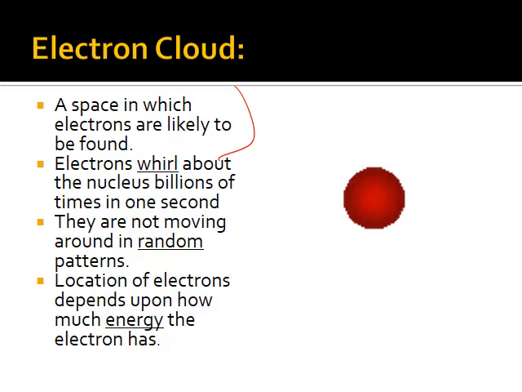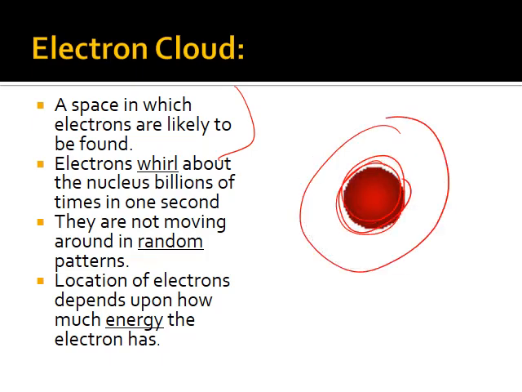Electrons with low energy are often closer to the center of the nucleus. Electrons with higher energy are further out. And as we'll go into later, there's stuff where they can actually move from one to the other.